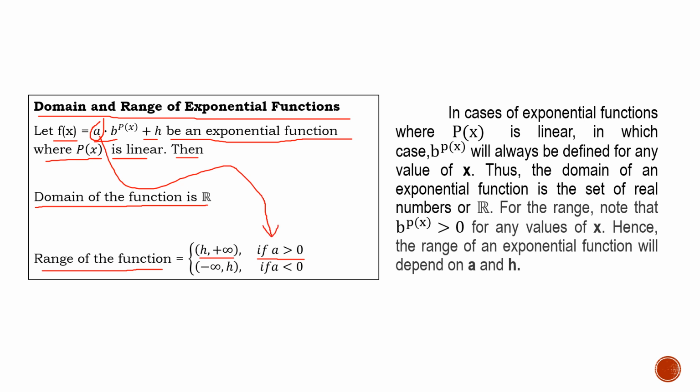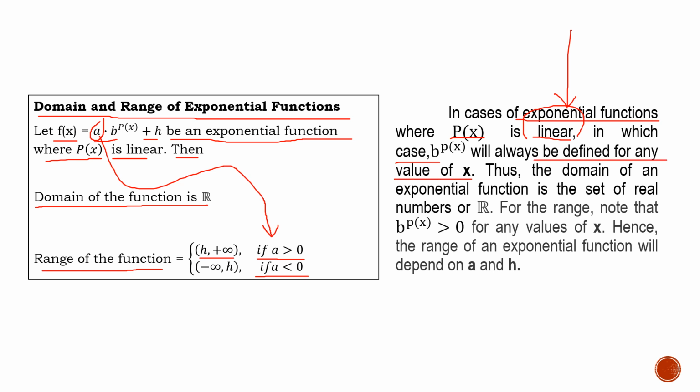If a is greater than 0, then it will start from h to positive infinity. If a is less than 0, it will be in the interval of negative infinity to h. So that will be your range. In cases of exponential functions where p of x is linear, what is linear? These are functions that represent a line, in which case b raised to p of x will always be defined for any value of x.